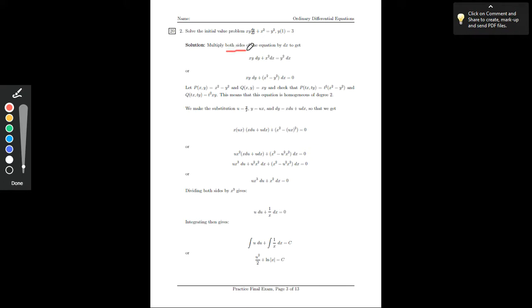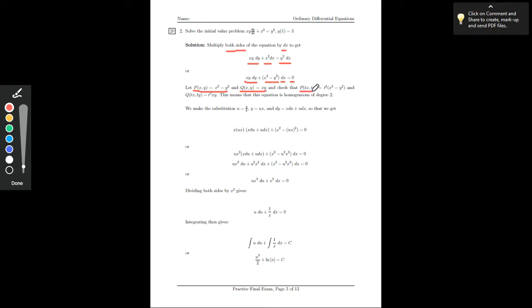When we multiply both sides of the equation by dx, what do we get? xy dy plus x squared equals y squared dx. That means xy dy plus x squared minus y squared dx equals 0. P of x, y is x squared minus y squared. Q of x, y is x times y.